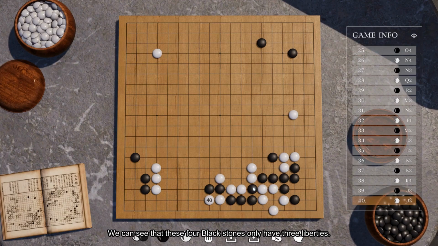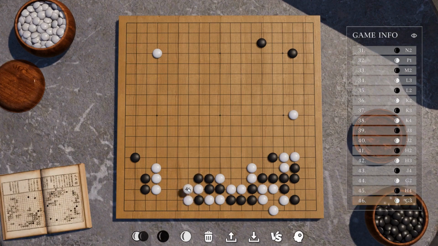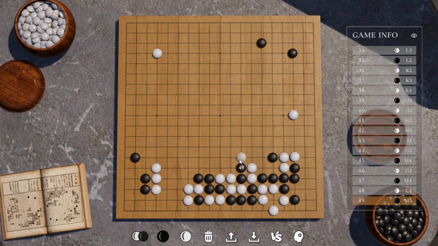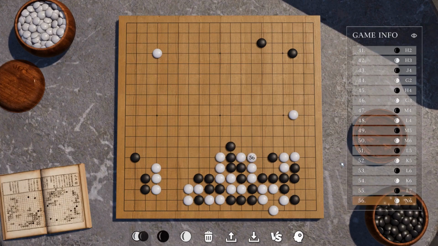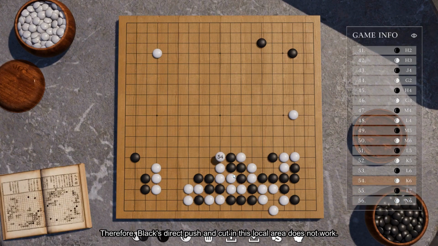We can see that these 4 black stones only have 3 liberties. So if black wants to win the battle for life, it must reduce white's external liberties. Okay, then black plays cut and Atari here to make a final struggle. But playing up to here, we see that black is already short of 1 liberty in the battle for life. Therefore, black's direct push and cut in this local area does not work.